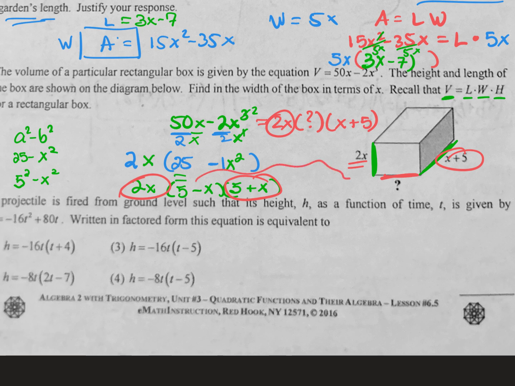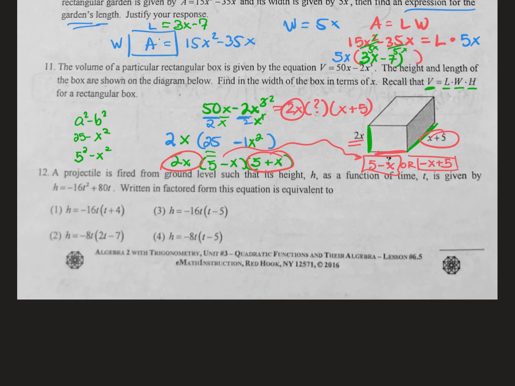So this little factor must be this question mark, 5 minus x, or if you want to put the x first, negative x plus 5. Either one of those would suffice for an answer. And then the last one, projectile.